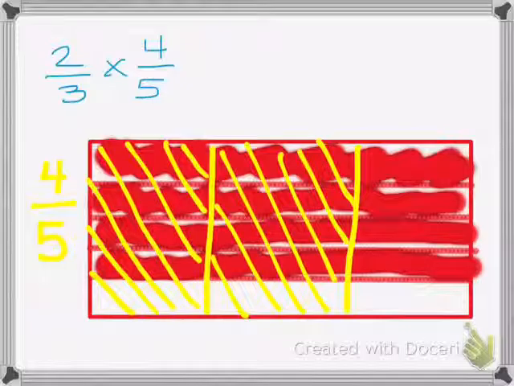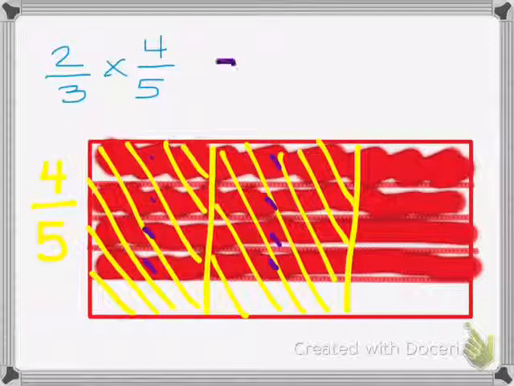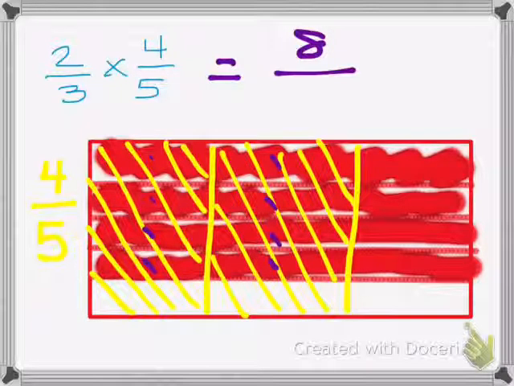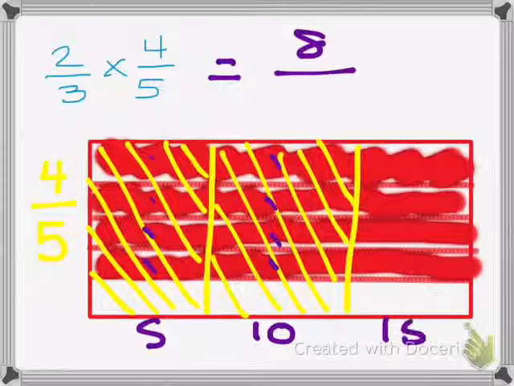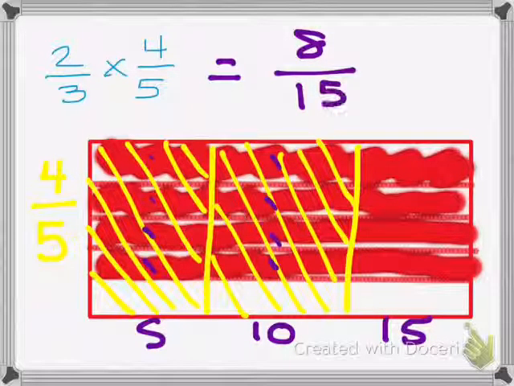The intersection of the 2/3 and the 4/5 is actually the product of the two fractions. So I can count up my pieces: 1, 2, 3, 4, 5, 6, 7, 8 that are intersected. And how many pieces make the whole? We have 5, 10, 15 pieces that would make the whole, and you'll see that again I get 8/15.